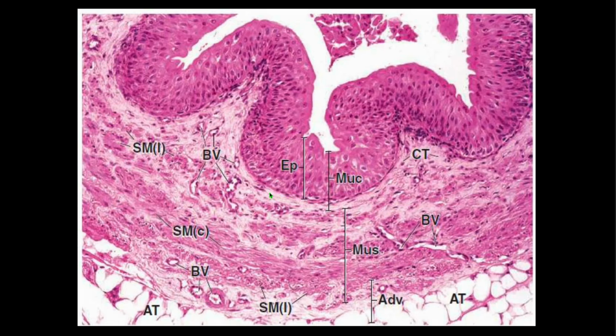The muscularis layer is arranged as an inner longitudinal layer. You can clearly see the sectioning through the inner longitudinal layer over here, and sometimes a middle circular layer and an outer longitudinal layer. But most often the outer longitudinal layer is present only at the lower end of the ureter. So generally it will consist of an inner longitudinal layer and an outer circular layer.